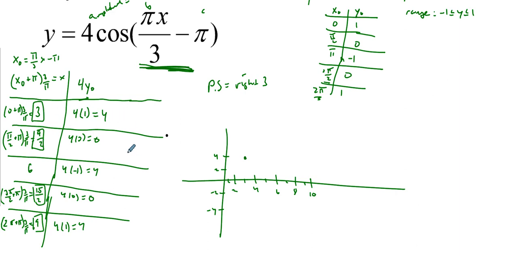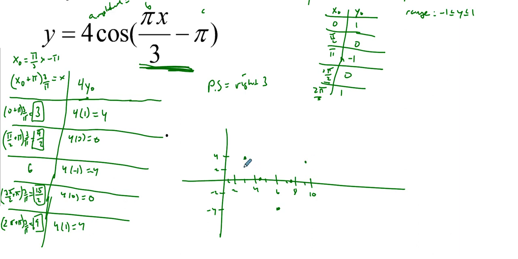The next one, we're going to go from 9 halves, which is 4.5. 4.5, that's going to be 0. We're going to go 6, and it's going to be -4. Make sure you put the -4. So 6 and -4 is going to be right there. We can go 7 halves, and it's going to be 0. And then we finally get to 9. 9 is going to back up at 4.